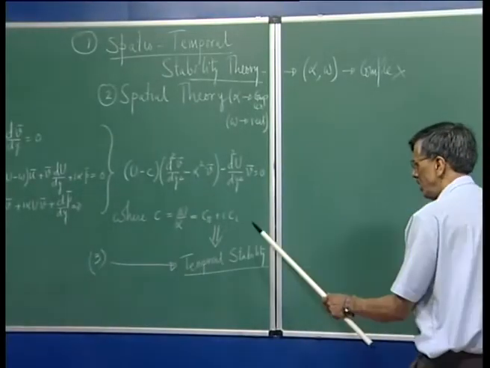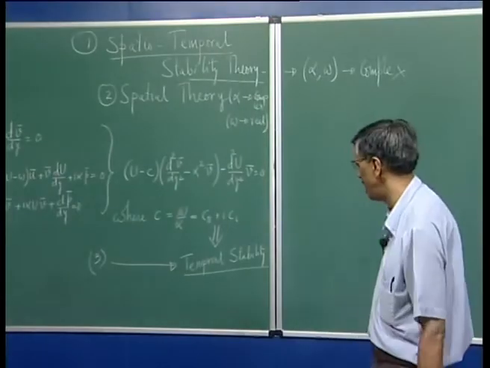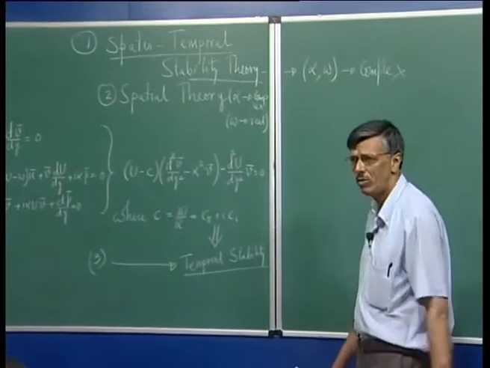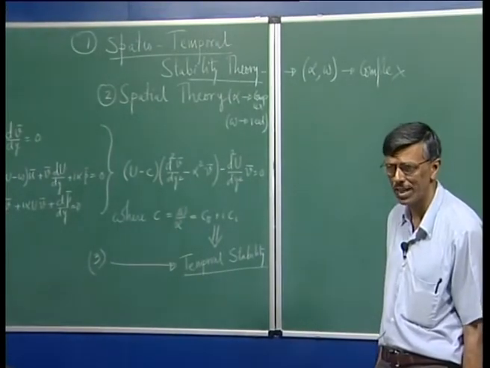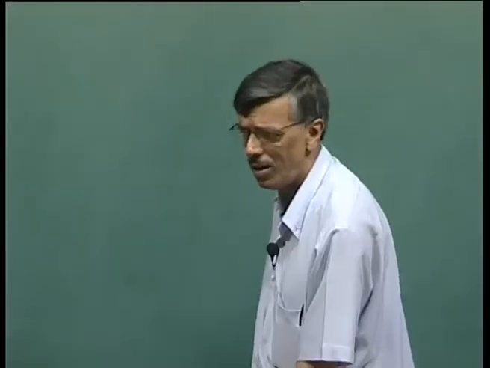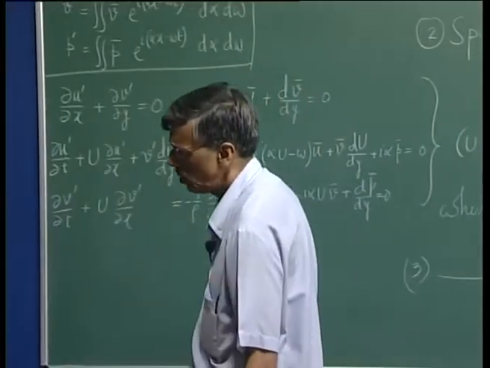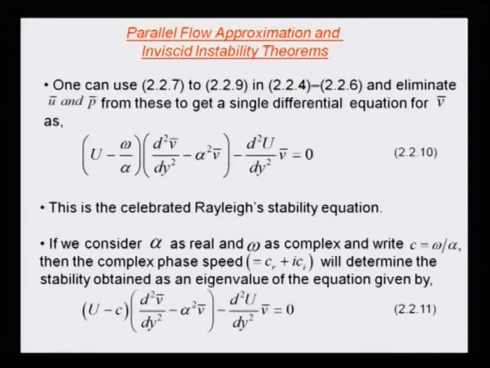instability. That is, if c_i is positive, we have instability for a downstream propagating disturbance, and if c_i is negative for a downstream propagating disturbance, it would indicate stability. Okay. So, this is what Rayleigh did. He considered alpha as real, omega as complex, and wrote the phase speed as omega by alpha. So, we have a complex phase speed, and we will find out whether it is stable or unstable.